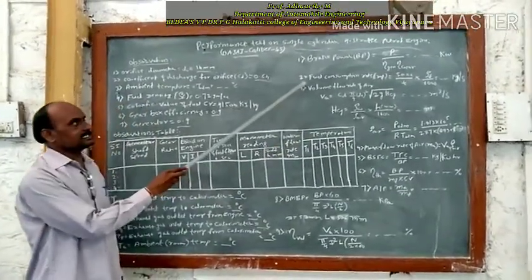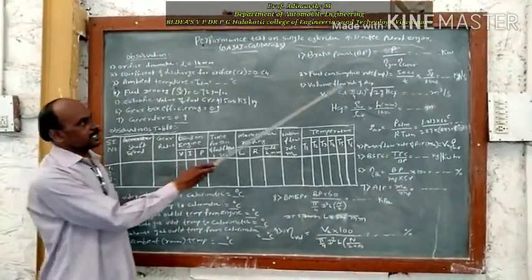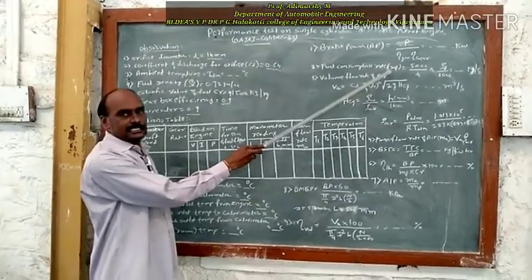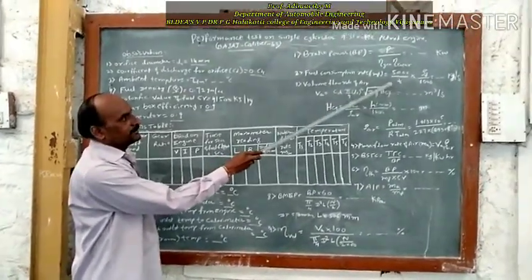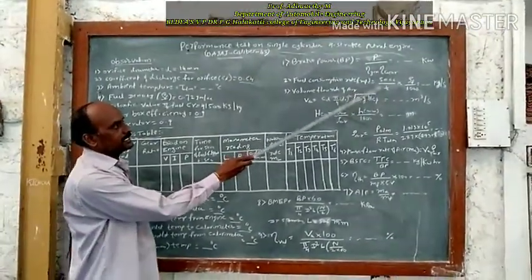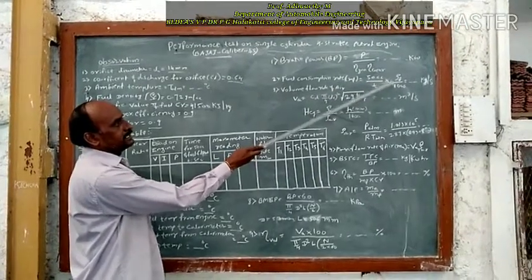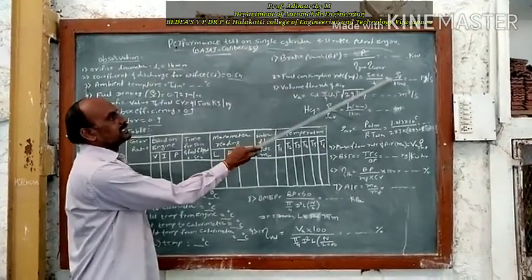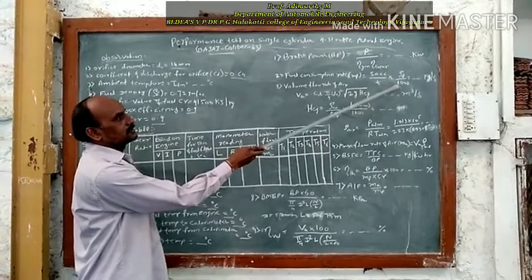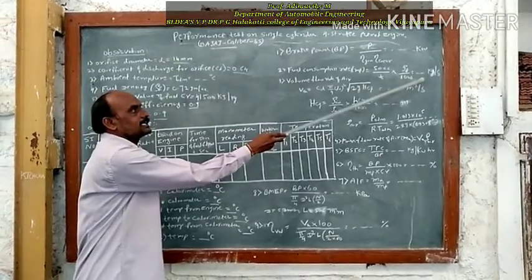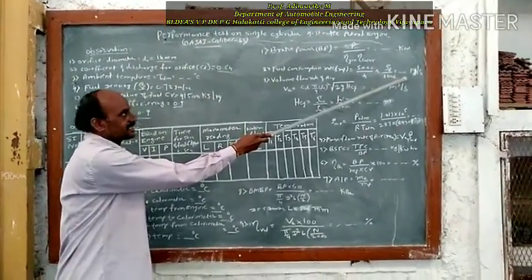Second is the fuel consumption. The mass of the fuel consumed is calculated by knowing the time taken for 50 cc fuel consumption, multiplied by the density of the fuel divided by 1000, so that you can get the fuel consumption rate in kg per second.